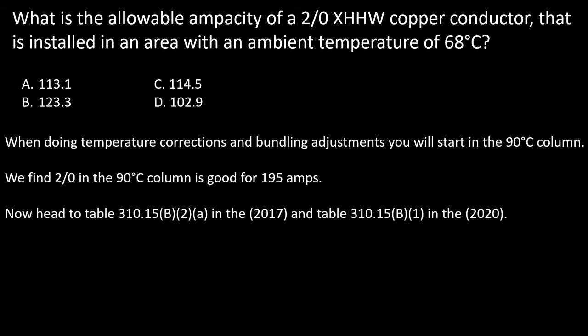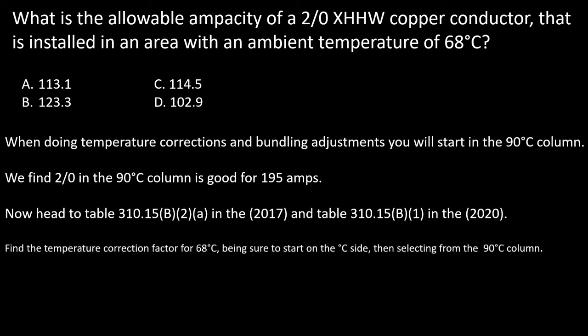Now we're going to head to our respective tables, and we're going to find the temperature correction factor for 68 degrees C. We're being sure to start on the Celsius side of the table on the left-hand side, and then we have to be very careful here. So we start on the left-hand side because our ambient temperature is in Celsius, but then we have to make sure that we tee off all the way over in the 90° C column. We find that it's a 58% correction factor, or 0.58.